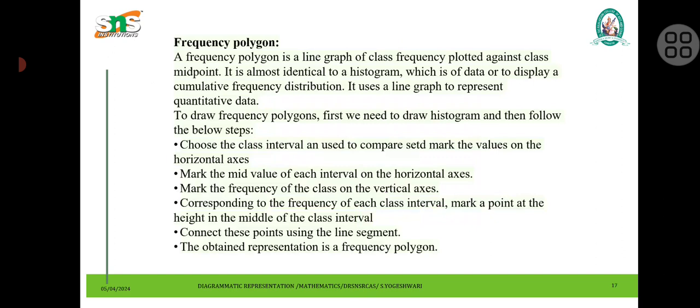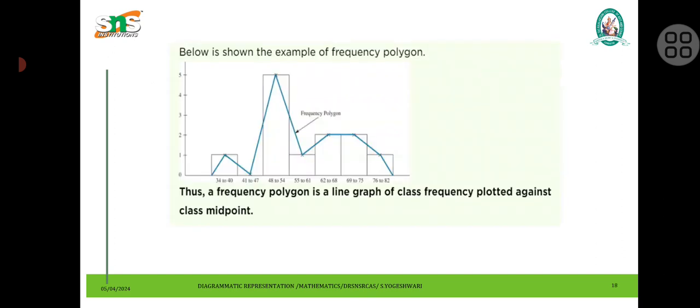Next, the frequency polygon. Below is shown an example of a frequency polygon. The frequency polygon is a line graph of the class frequency plotted against the class midpoint.